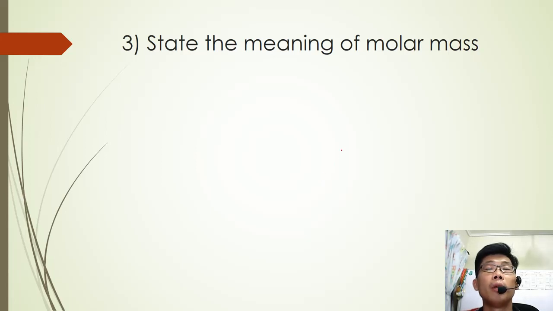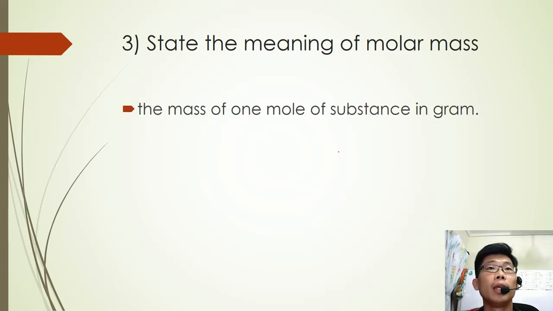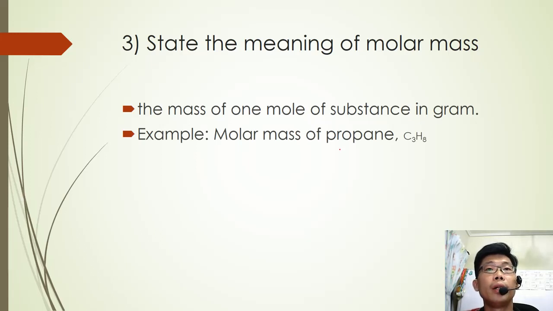State the meaning of molar mass. It is referred to the mass of 1 mole of the substance in grams. So for example, let's look at the molar mass of propane, C3H8. As we can see, there are 3 carbon atoms and 8 hydrogen atoms. So how do we get the molar mass?